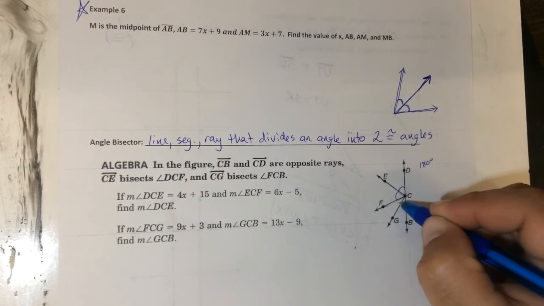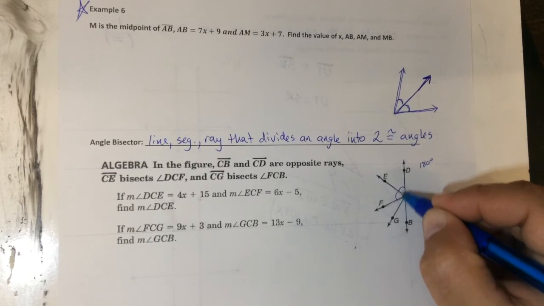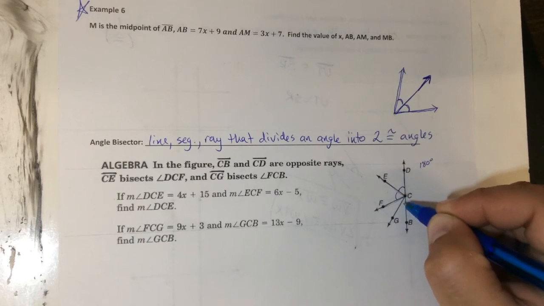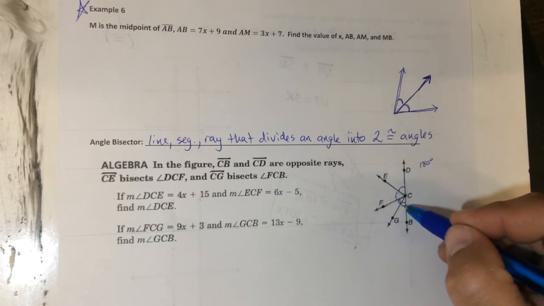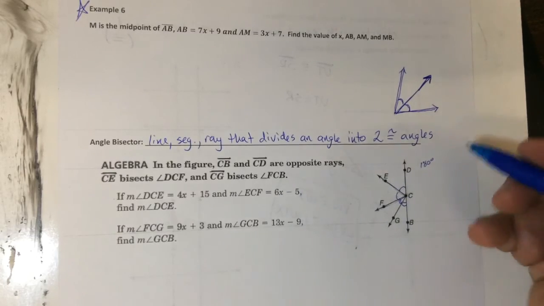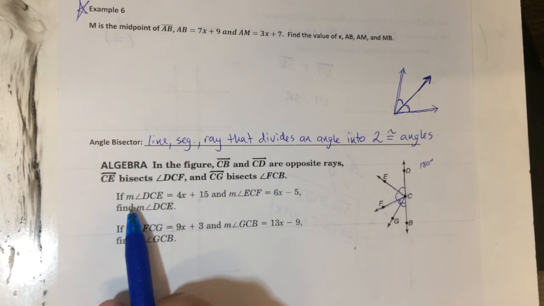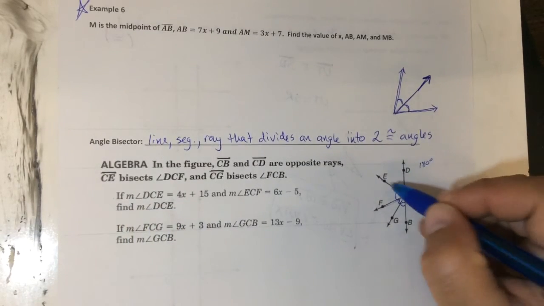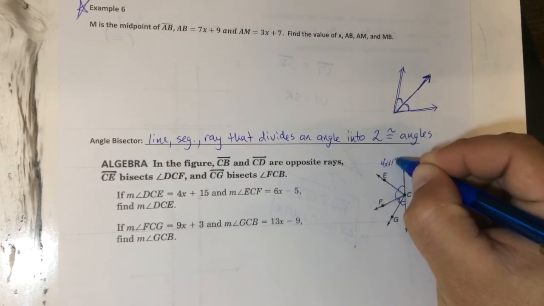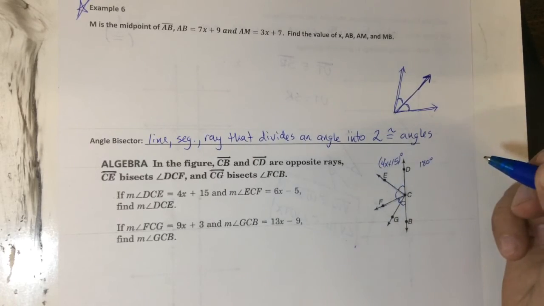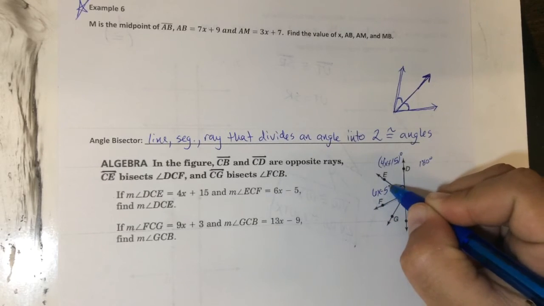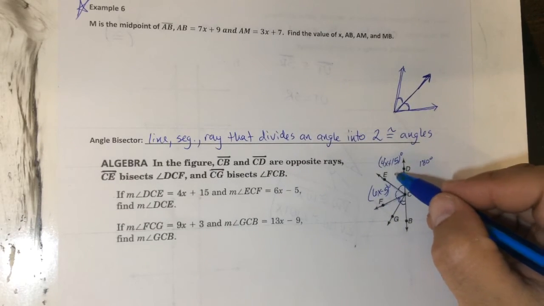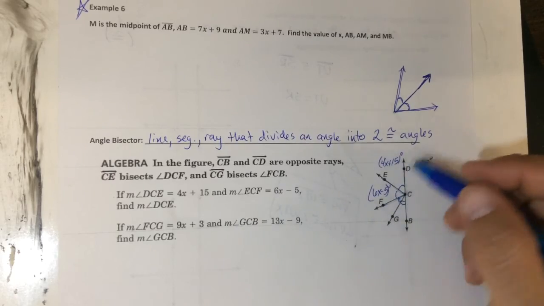Now I'm going to mark these two angles congruent differently than these two because they're not saying that all four are congruent, just that these are congruent to each other and these two are congruent to each other. So I'll use double markings for these two, singles for these two. All right, and so here's what we are given. DCE is 4x plus 15 degrees, and ECF is 6x minus 5 degrees. These are congruent angles, so these must be equal.